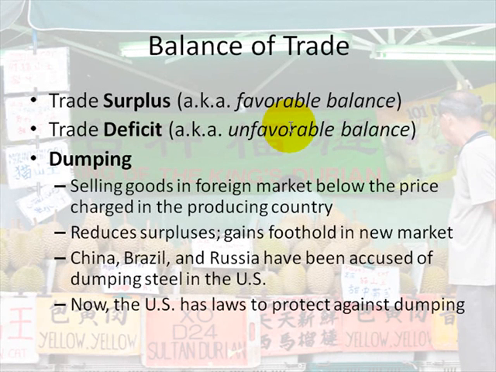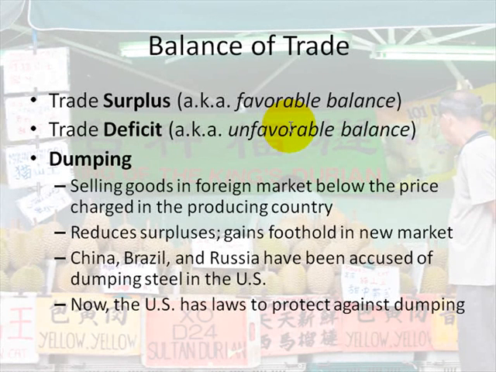Okay, so then there's this concept called dumping that's related to trade. And dumping is when a foreign company sells goods in a market below the price charged in the producing country. So in other words, a couple bullets down, I've got China, Brazil, and Russia have been accused of dumping steel in the U.S. In other words, they sold the steel for less in the U.S. than they would in China, Brazil, or Russia. And why would you do this?